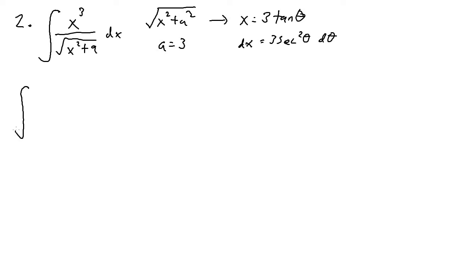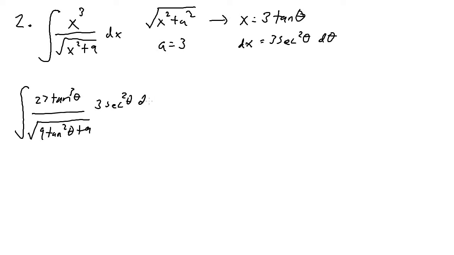Now, if x is cubed here, 3 tangent theta cubed is going to be 27 tangent cubed of theta, over the square root of x squared, so in this case it's 9 tangent squared of theta plus 9. And then dx is equal to 3 secant squared theta d theta.